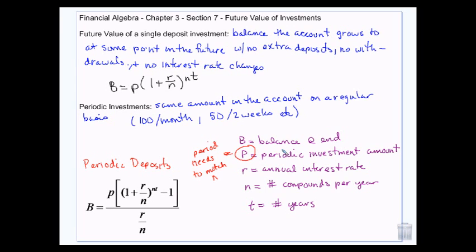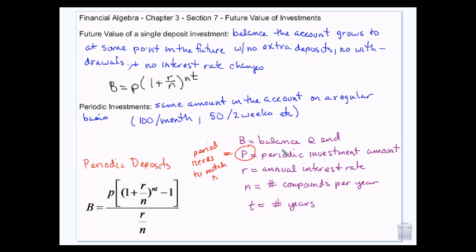So like let's say hypothetically you get paid every 2 weeks, and you're going to put away $50 every 2 weeks out of your paycheck into savings. But if your bank account compounds monthly, you're not going to say P is $50 because that's every 2 weeks. You're going to say P is $100 a month. Does that make sense? So you want the time period to match. So if I'm putting in $100 a month, but it compounds daily, I'm going to divide that 100 by the number of days and say I'm putting that much in daily.